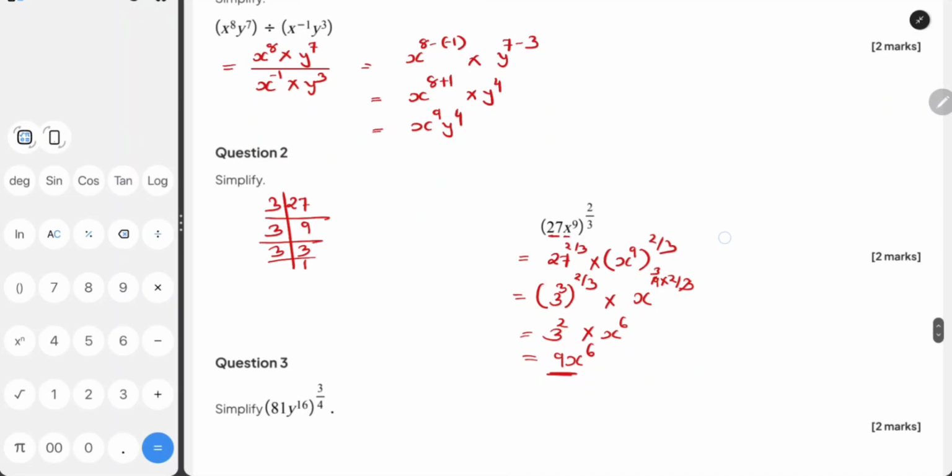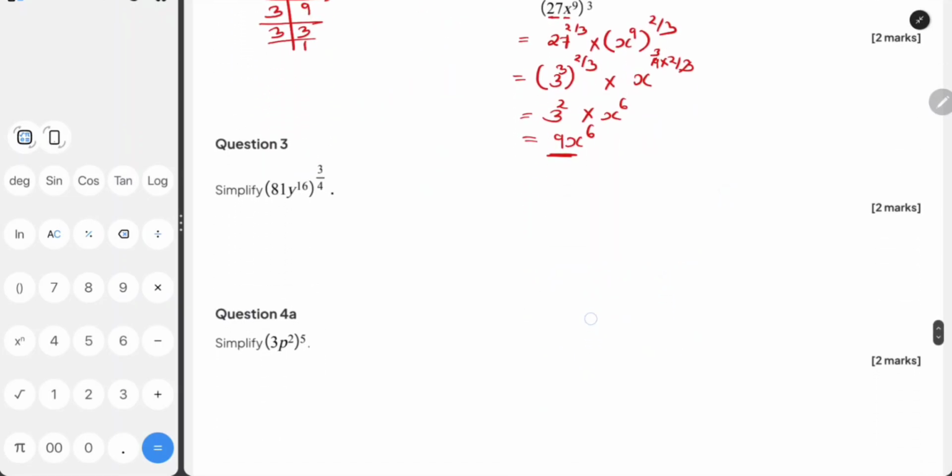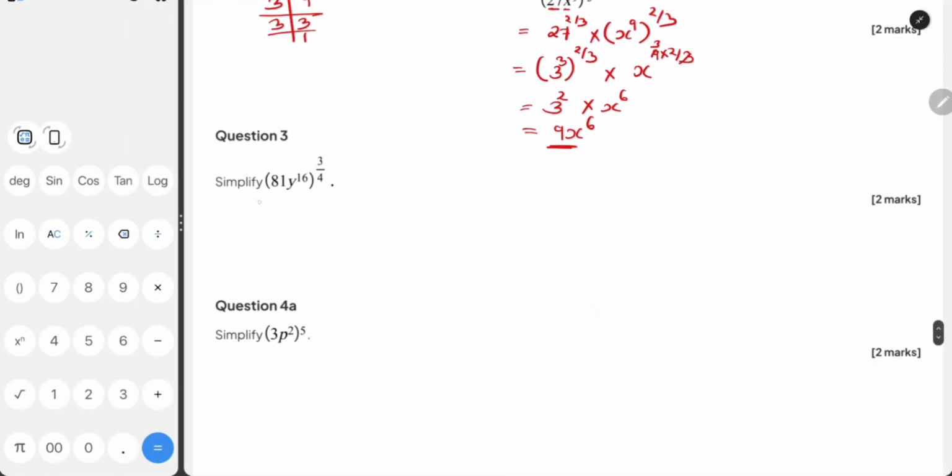Clear? See the third question, same kind of. First we'll give them separate powers, so it is 81 to the power 3 by 4 into y to the power 16 to the power 3 by 4. Now prime factorization of 81, because the power is in fraction, it is divisible by 3. Sorry, I wrote 27. So there's 27, 3, 9, 3, 3 and 3, 1.